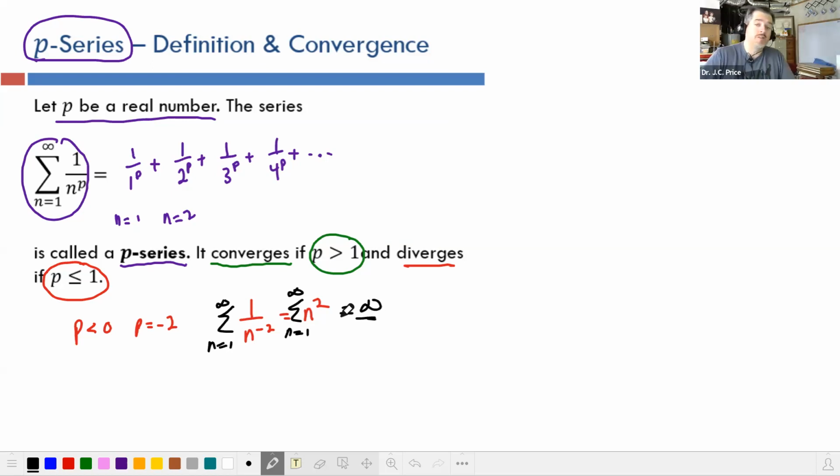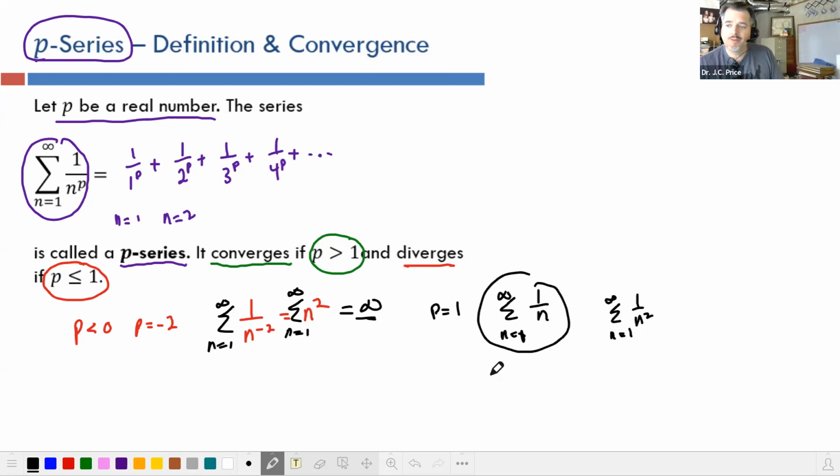So sometimes it's pretty obvious, but other times it's a little tricky. What happens when p equals 1? When p equals 1, we get this sum of n equals 1 to infinity of 1 over n, which we saw with the integral test. It actually diverges, but it's not clear that this is going to diverge just by looking at it, because if you take p equal to 2, you get 1 over n squared. It turns out that that converges. This one actually has a name. It's that important. It's called the harmonic series.